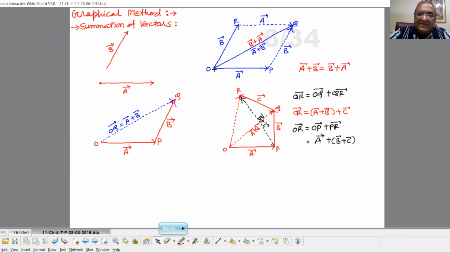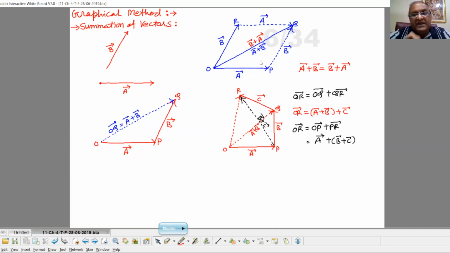Now if we apply the triangular method, this one is vector B, and from the head of vector B, vector A is represented. Then the vector joining the tail of the first one to the head of the second one, that is vector OQ, will give you the summation of this and this. So you can say that is B plus A.